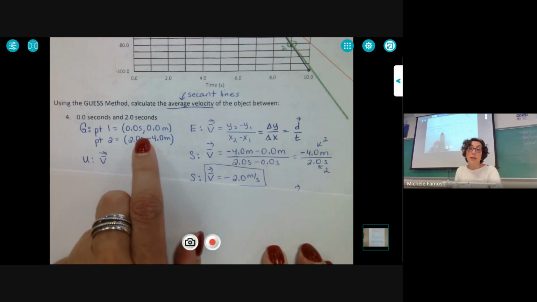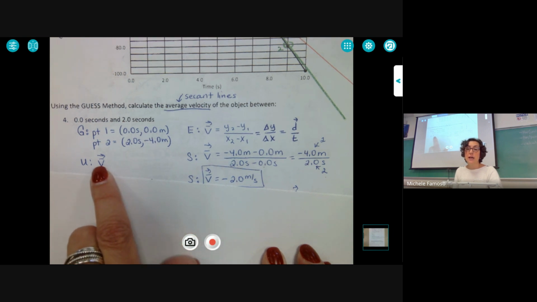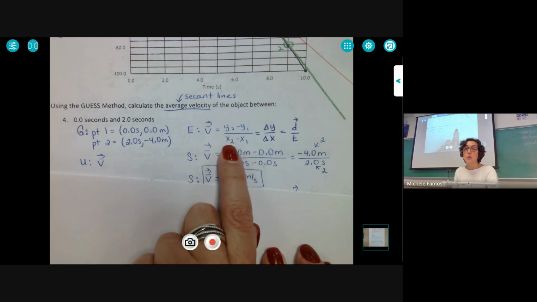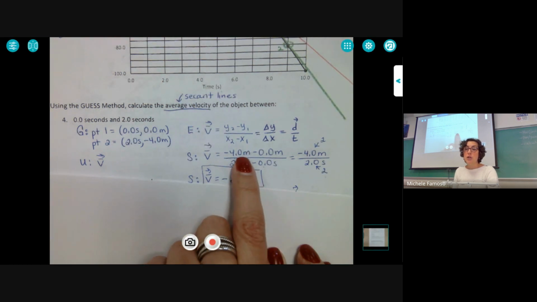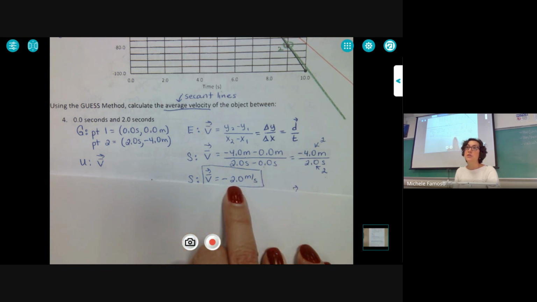I chose those 2 points at 0 and 2 seconds using the same precision from the graphs, which means at 0 seconds, I was at 0.0 meters, and at 2 seconds, I was at negative 4.0 meters. I'm looking for the average velocity, so the v bar. I'm going to do it using my slope equation. v bar is y2 minus y1 over x2 minus x1. I'm plugging in the coordinates of both points, including their units on both sets of numbers. I then do my intermediate subtraction. I see I have 2 sig figs in the top, 2 sig figs in the bottom. So my final answer with 2 sig figs would be negative 2.0 meters per second.